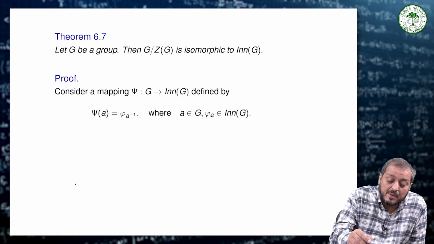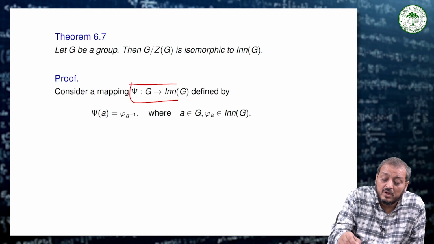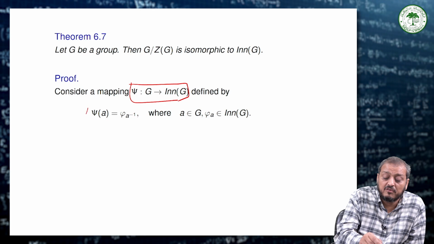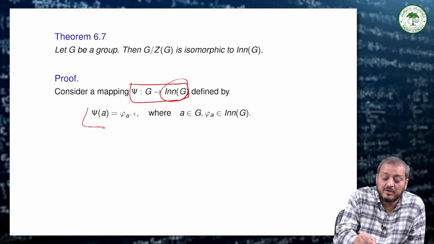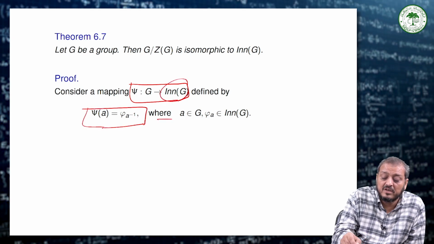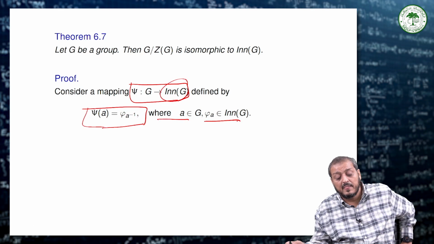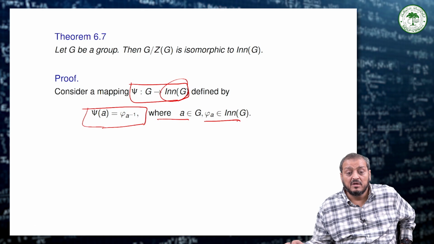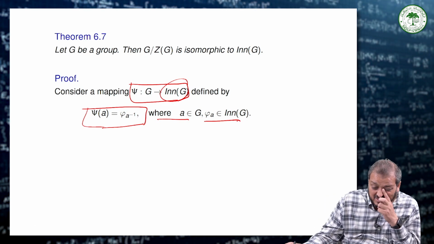Okay, so consider a mapping psi from G to the inner automorphism group of G. Then we define psi of A as phi of A inverse type, where A is an element of G and phi of A is an element of the inner automorphism group of G. So now we have to consider this thing.